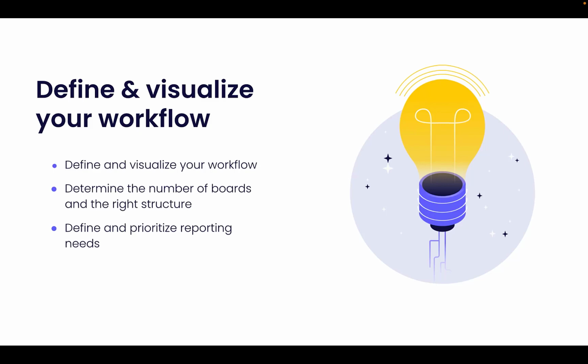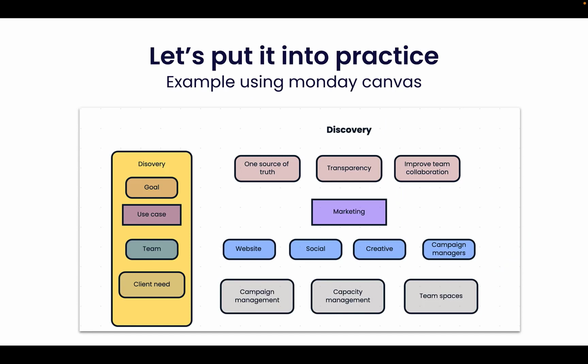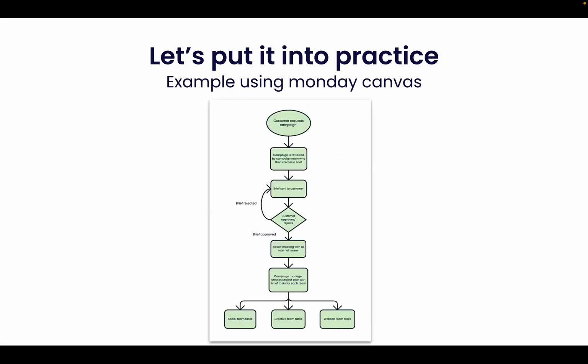We recommend using Monday Canvas to create your workflow map, but any visual mapping program can be used, for example, PowerPoint, Google Slides, or Miro. For example, here is an initial discovery of the workflow needs shown in Monday Canvas. As you can see, we have mapped out the goal, use case, and teams using it. This can then enable us to further map out the workflow to help us determine the structure and boards.